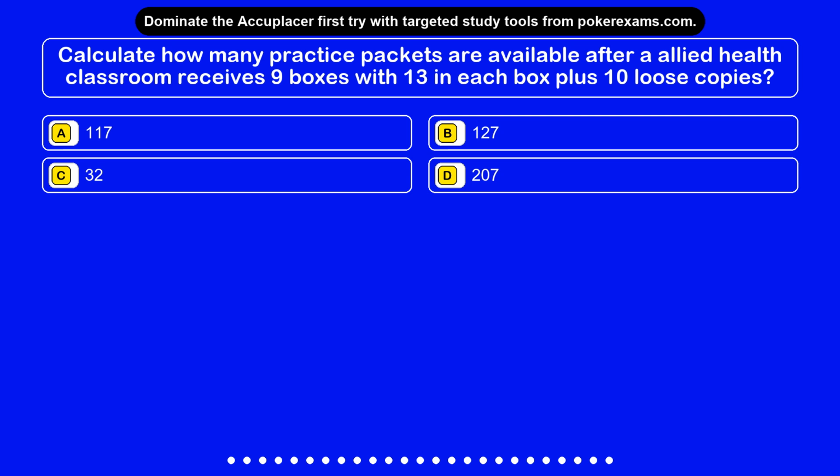Question 1. Calculate how many practice packets are available after an Allied Health classroom receives 9 boxes with 13 in each box plus 10 loose copies. Option A, 117. Option B, 127. Option C, 32. Option D, 207.